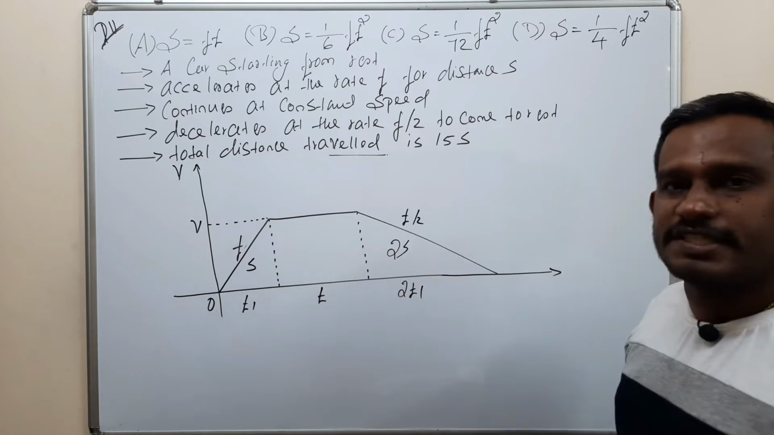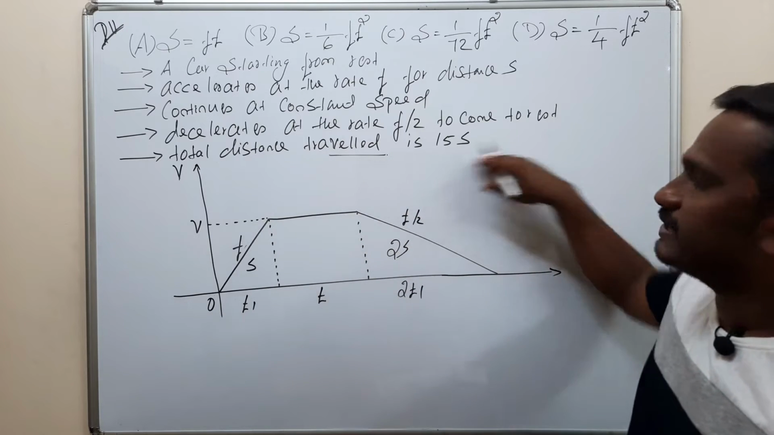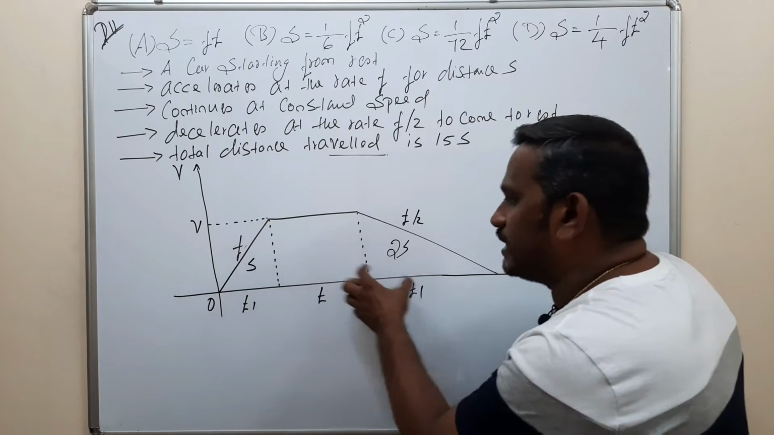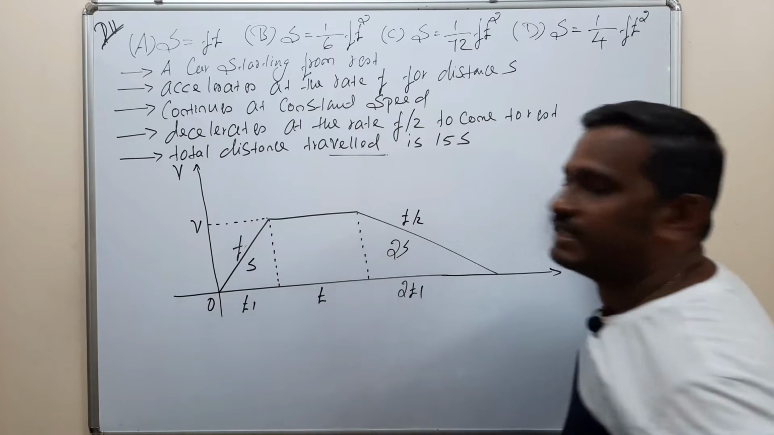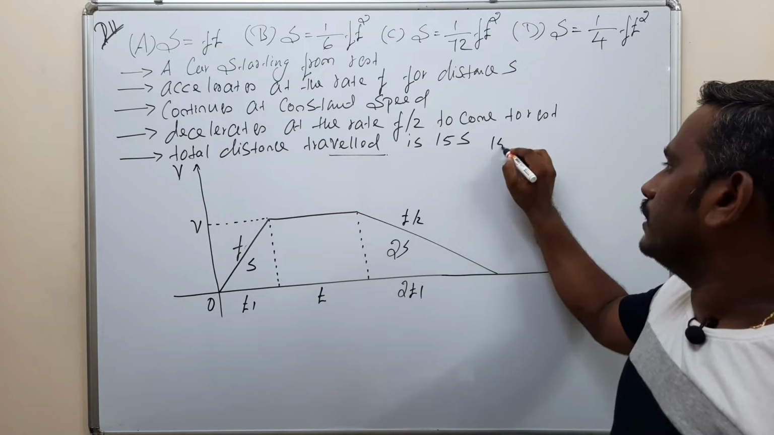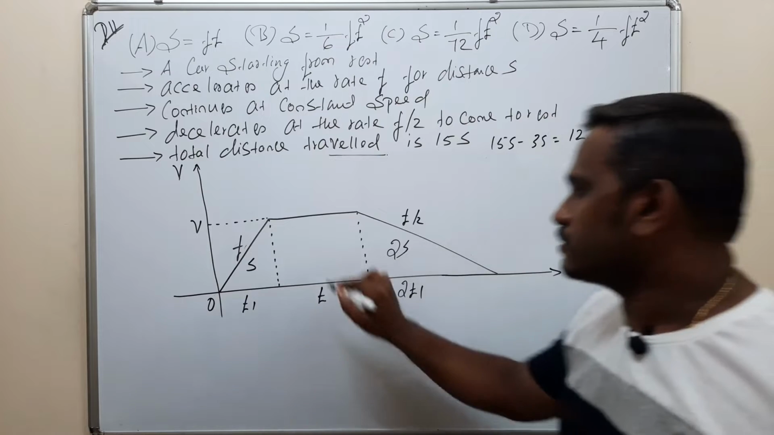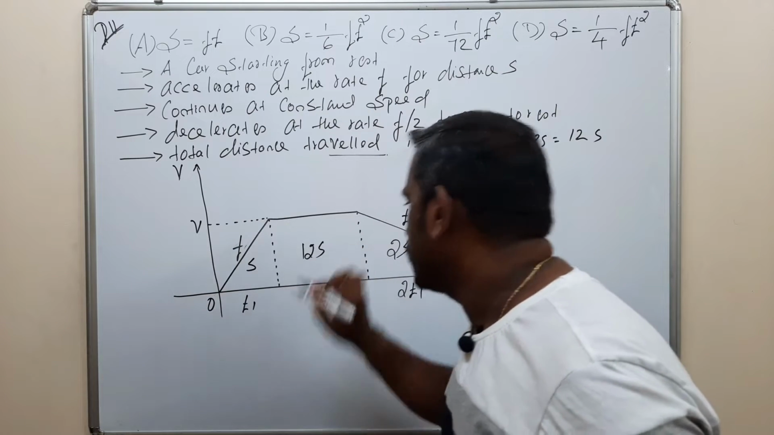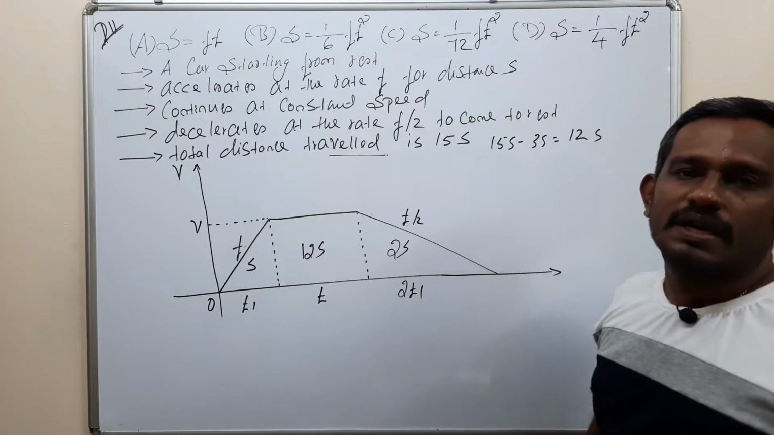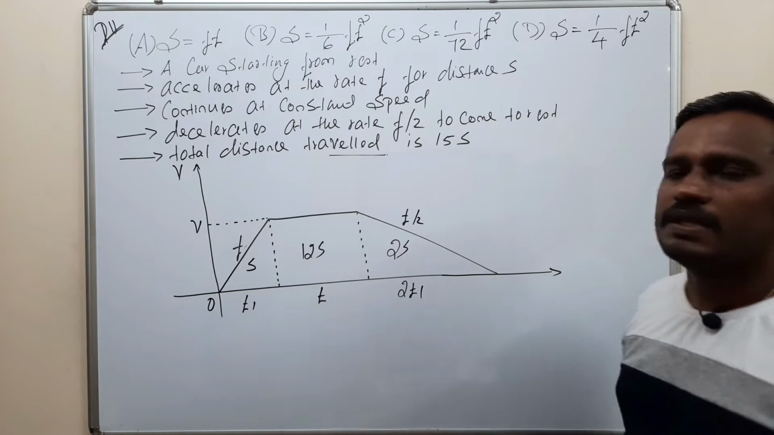So what is the distance traveled by the car with a constant speed? Because it is given in the question that the total distance traveled is 15s. In accelerated motion and decelerated motion, the car has traveled the distance 3s. So 15s minus 3s is equal to 12s. So the car has moved the distance 12s with the constant speed. So clear?